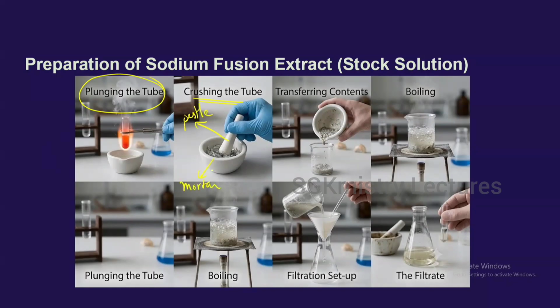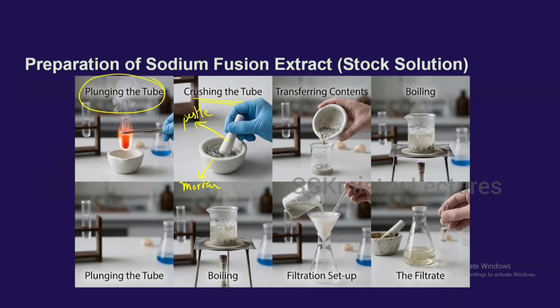For best results, you can take at least 3 fusion tubes. You can take a small piece of sodium in all of these 3 fusion tubes, one by one, and then heat it, make it a silver globule, and then add the sample, heat it, make it red hot, and then plunge it into the mortar, which already has the distilled water. Take a minimum amount of distilled water. Don't take more because it may become more diluted.